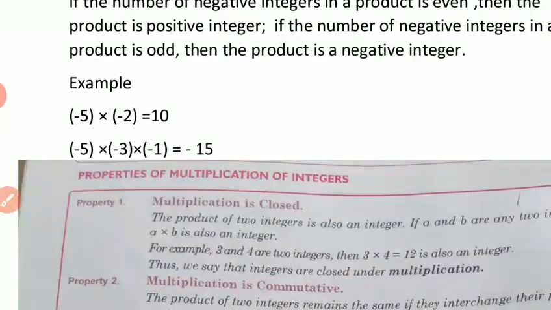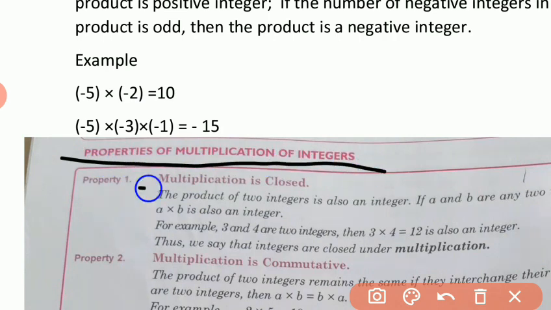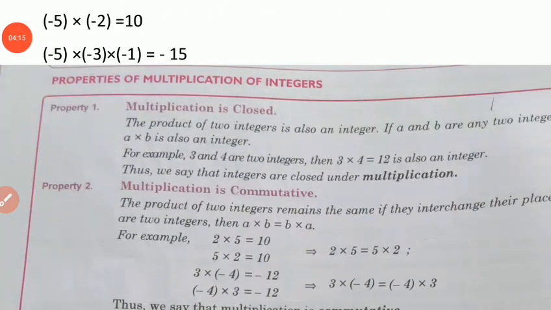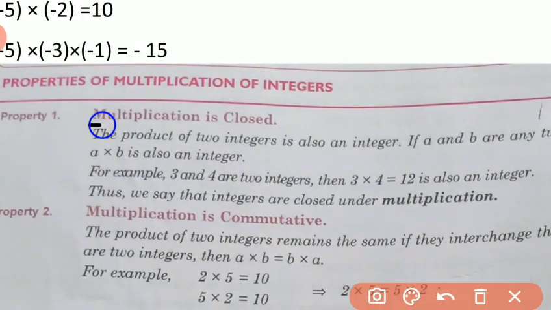Now next we'll see properties of multiplication of integers. As we have seen the properties of addition of integers, it is the same for multiplication. For addition we saw the first property, the closure property. It is the same as multiplication. So property 1, multiplication is closed. What this property says is that the product of two integers is also an integer.